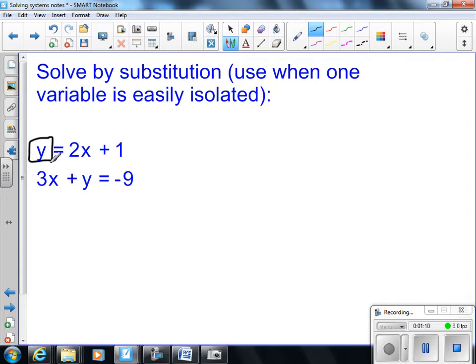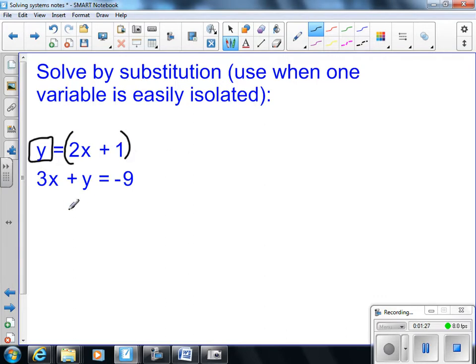Now, I like to think of this as a basketball game. Okay, right now y is in my game. Here's the game. 3x plus y equals -9. But y is coming out of the game. And instead of its place, we're going to put in the quantity 2x plus 1.